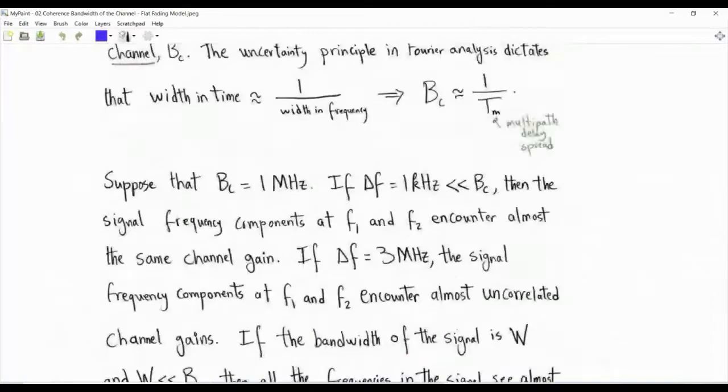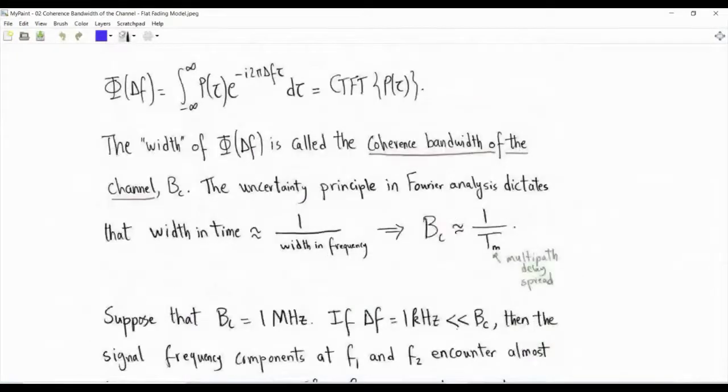Doctor? Yes. Is wide-sense stationary the same as weak stationary? Yes, wide-sense stationary is sometimes called weakly stationary. So, yeah. Okay.